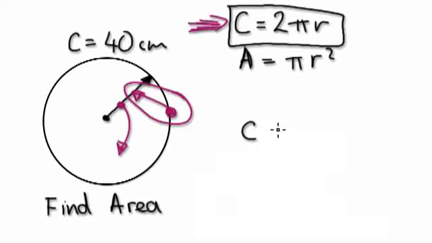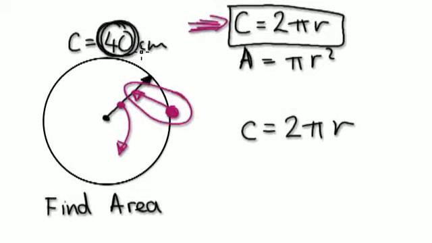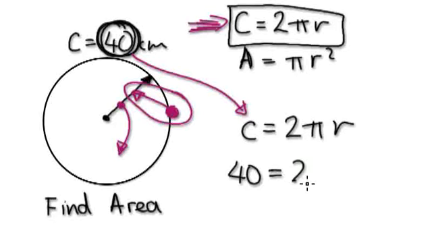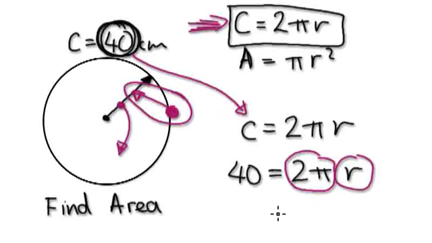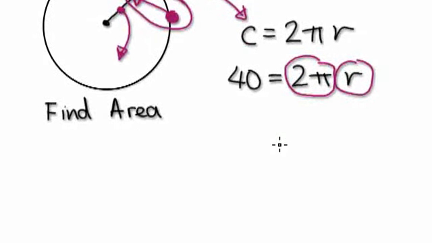So first thing you do, write down the formula. C equals 2 pi r. Okay, the circumference, which you know, which is C, which is 40 here. So put the 40 into the C here. So it will be 40 equals 2 pi r. Now you want to find the radius, so you want to get the radius on its own. So inside your mind, divide both sides by 2 pi.